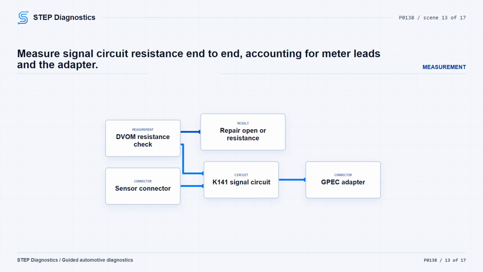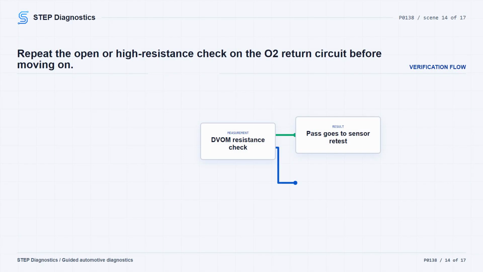The GPEC diagnostic adapter can add up to 1.5 ohms of resistance to the circuit, so keep that in mind when reading the meter. If the signal circuit is not below 3.0 ohms, repair it for an open or high resistance and verify the repair. If it passes, perform the same open or high resistance check on the O2 sensor 1/2 return circuit. That circuit also should be below 3.0 ohms. If it is not, repair the return circuit for an open or high resistance. Then verify the repair and confirm the code stays gone.